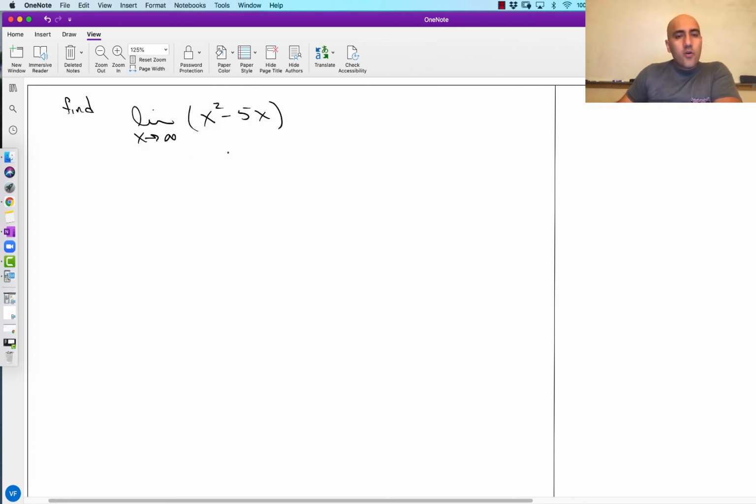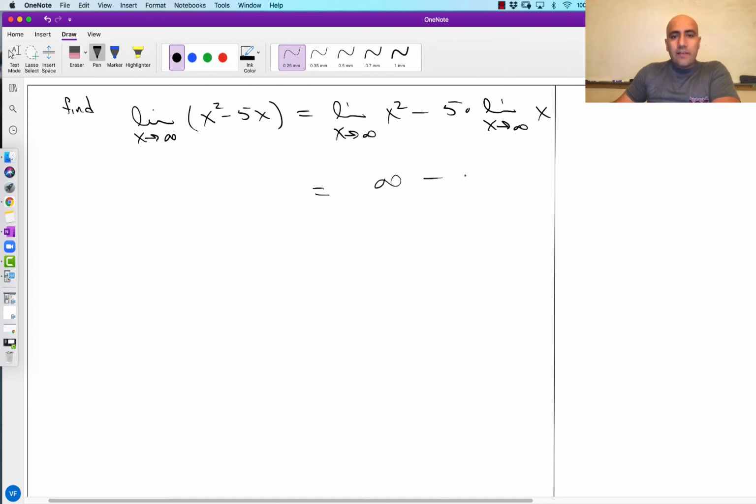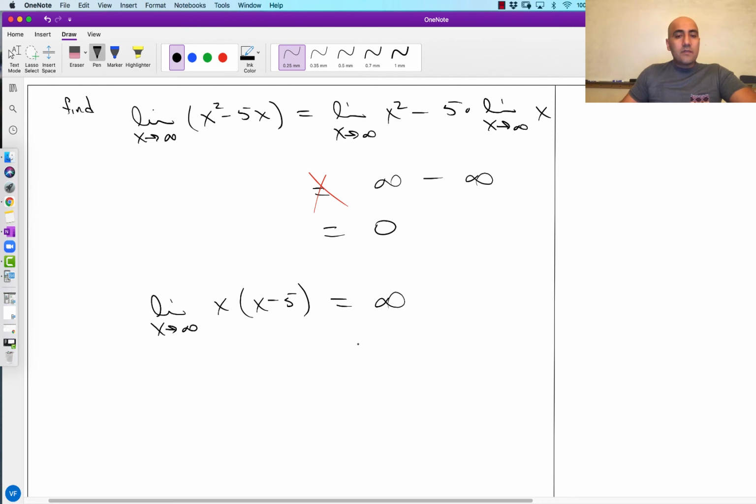Say we had something like this. The wrong thing to do would be to think about the limit as x approaches infinity of x squared minus 5 times the limit as x approaches infinity of x, and go, well, this goes toward infinity and this grows toward infinity, so therefore we end up with an infinity minus infinity situation. So don't conclude that this equals zero. It's not true. But this is actually a fairly easy one. All we have to do is factor it. The limit as x approaches infinity of x times x minus 5 is something that grows toward infinity times something that grows toward positive infinity. They both grow toward positive infinity, so this can easily be concluded to be infinity.